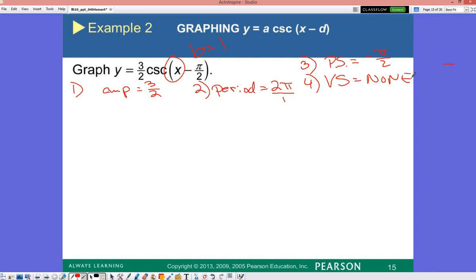Okay, step 5, my parts. 0, 1/4, 1/2, 3/4, and 1. So every time it's my parts times period minus phase shift. My period here is 2 pi over 1. 2 pi minus my phase shift, which is parentheses negative pi over 2. Very good.